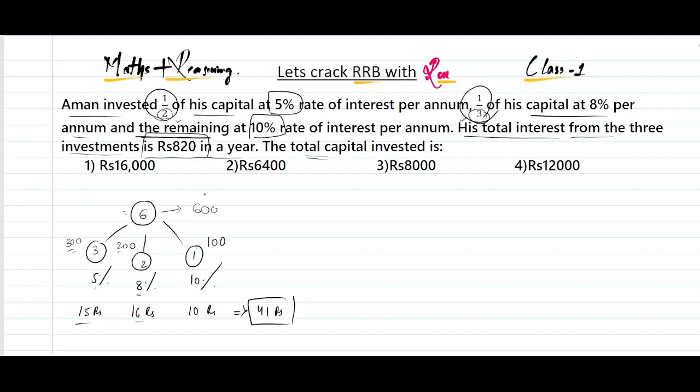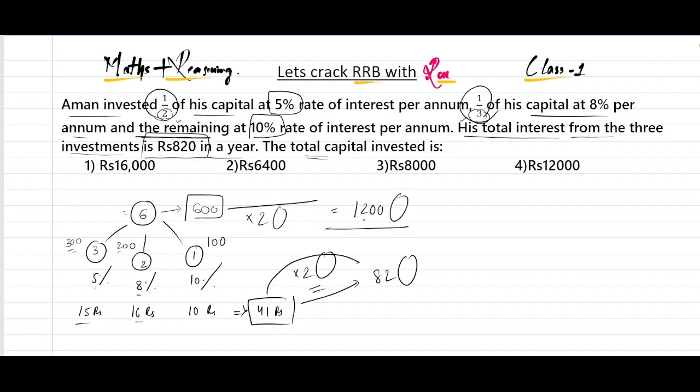But what is the actual interest I got? Which is 820 rupees. So 41 into 20 is 820. Similarly, for the capital, 600 into 20 means 12,000. So 12,000 is our answer, which is option number 4.